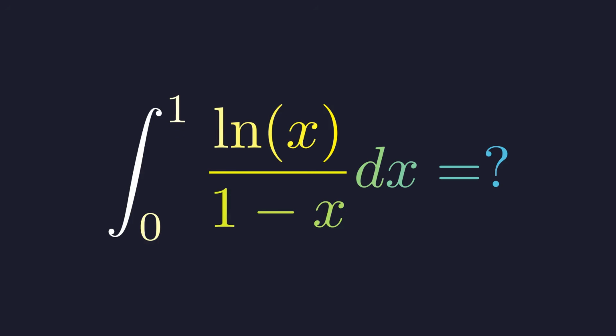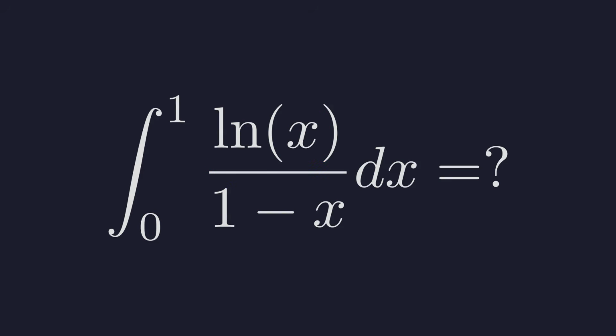What if I told you that this seemingly impossible integral hides a connection to one of the most beautiful results in all of mathematics? Here it is. The definite integral of the natural logarithm of x divided by the quantity 1 minus x from 0 to 1. The solution will surprise you.